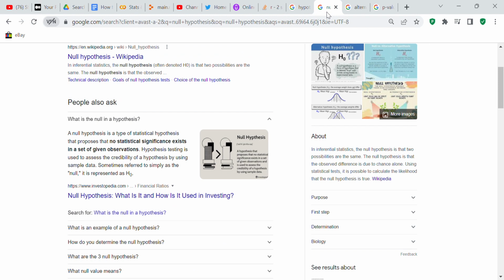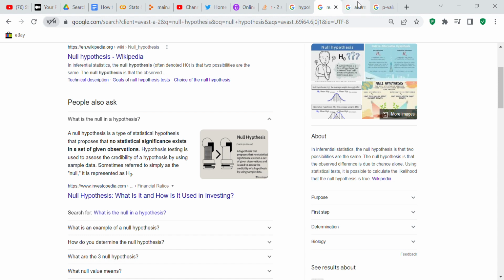In hypothesis testing, you have something called a null hypothesis. So we ask the question, what is null in a hypothesis? A null hypothesis is a type of statistical hypothesis that proposes that no statistical significance exists in a set of given observations. Hypothesis testing is used to assess the credibility of a hypothesis by using sample data. Sometimes referred to simply as the null, it is represented as H0.